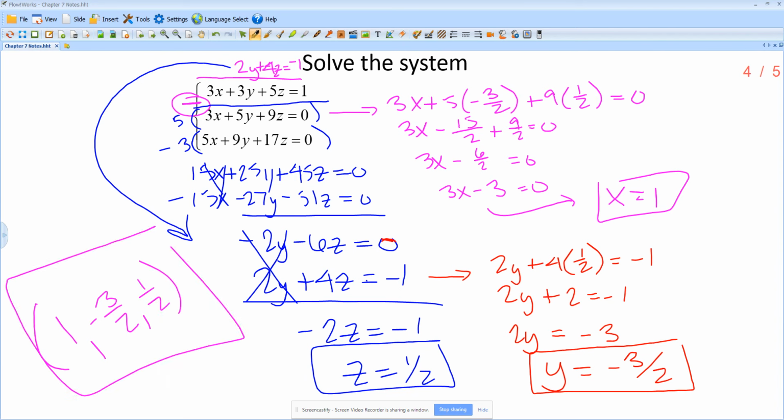So again, your strategy with these ones that don't have anything that's missing is: pick a variable. Eliminate it in the top two equations. Eliminate it in the bottom two equations. It doesn't even have to be the top two. You could do first and third and second and third. Just eliminate it in two of the equations and then solve the system of the remaining equations.